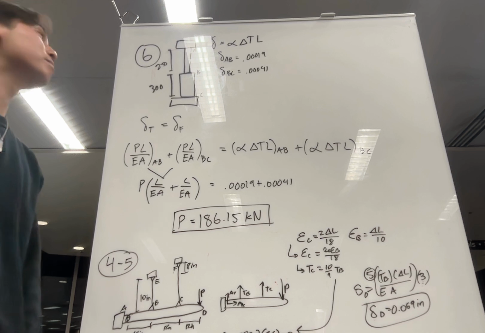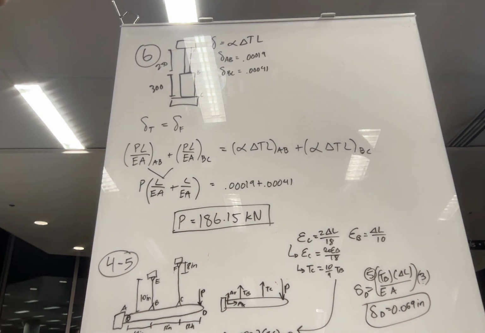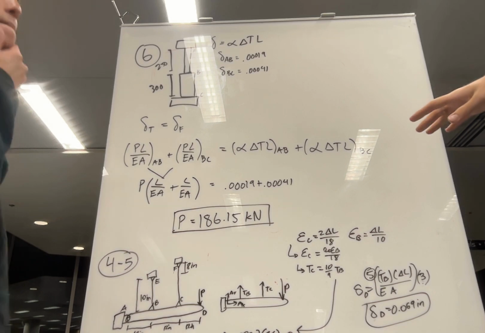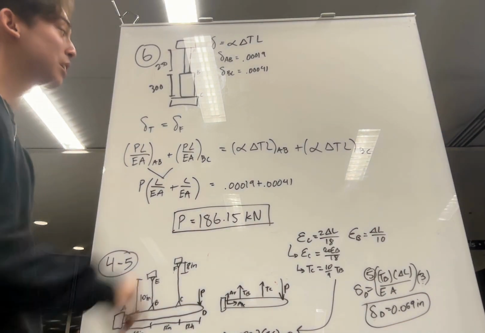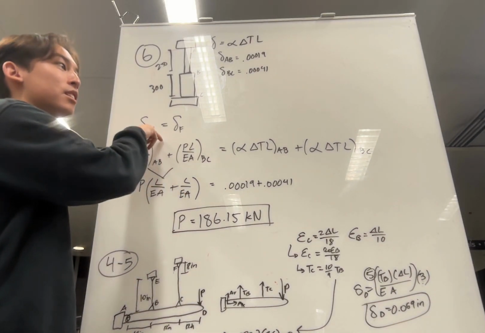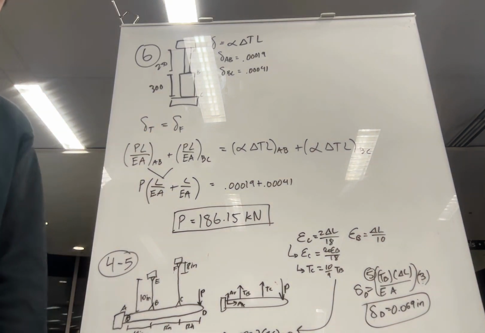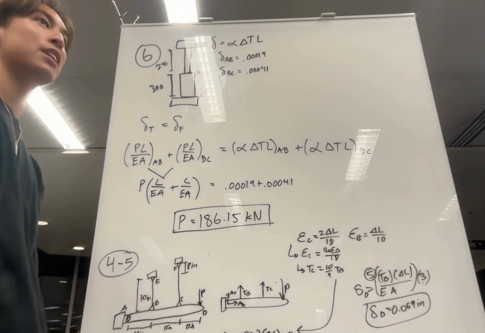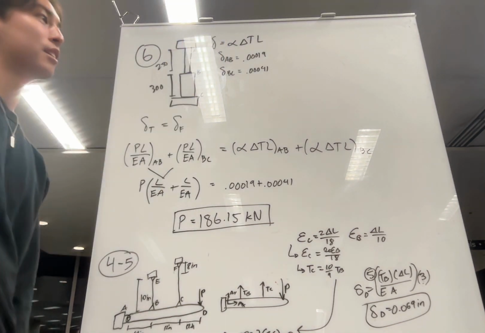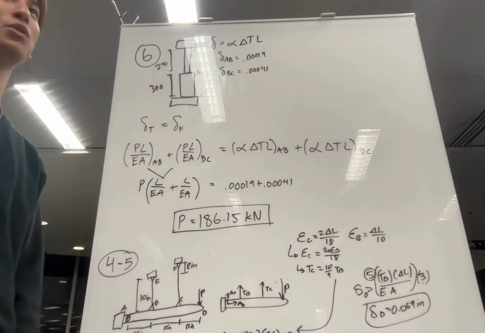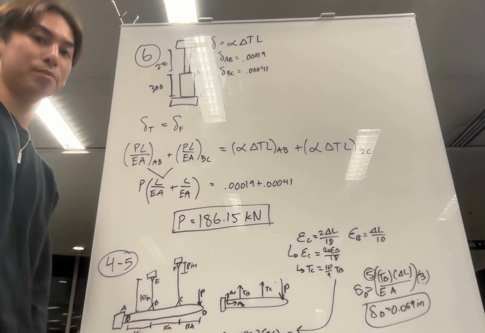If there was a gap between one of the blocks and the wall, that would be like the one we did in class. Then you can't set these equal to each other. I think you'd have to solve for the deformation before it hits the wall, and then see if it's going to have more force applied after that. That's when we start cutting and slicing, but here it's much easier because we can just say they're equal.